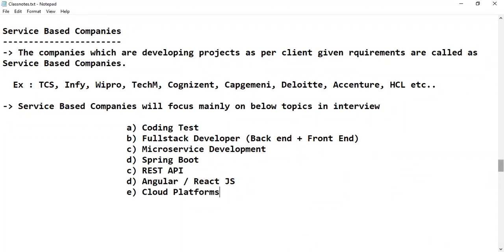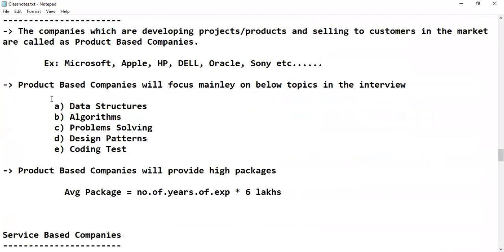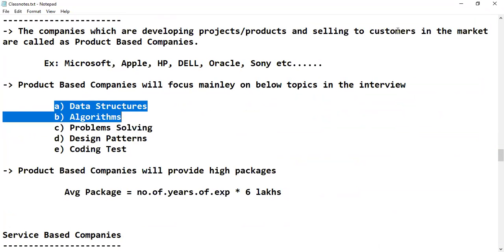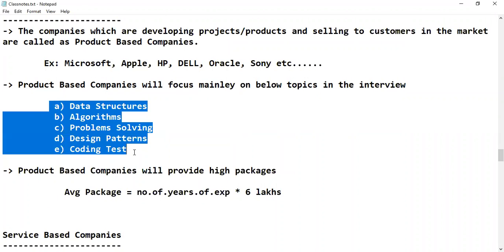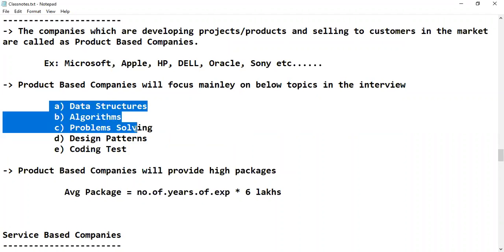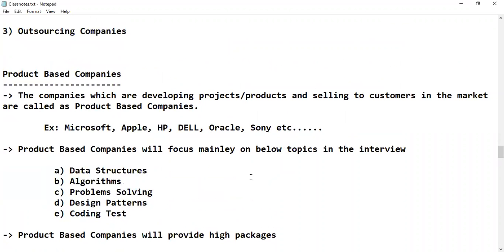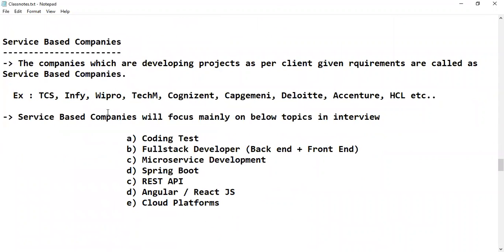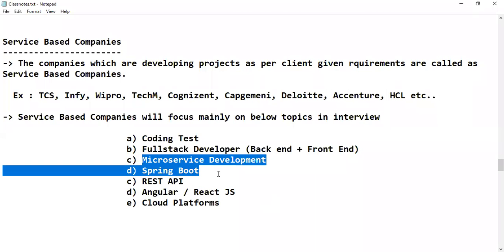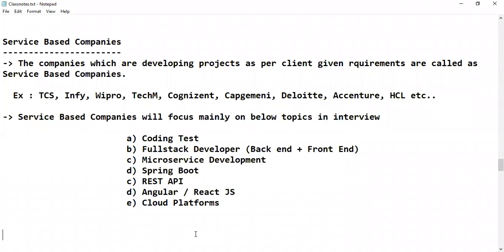Sir, I want to crack the product-based company interview. If you want to crack the product-based company interview, only this Java real-time project batch is not sufficient for you. You need to focus on data structures and algorithms also, to crack the interviews in product-based companies. For service-based companies, our Java real-time project is more than sufficient. Whatever that company is expecting, we are going to learn as part of this training: Angular for front end, AWS cloud platform, Spring Boot microservices to develop the projects, and full stack development.